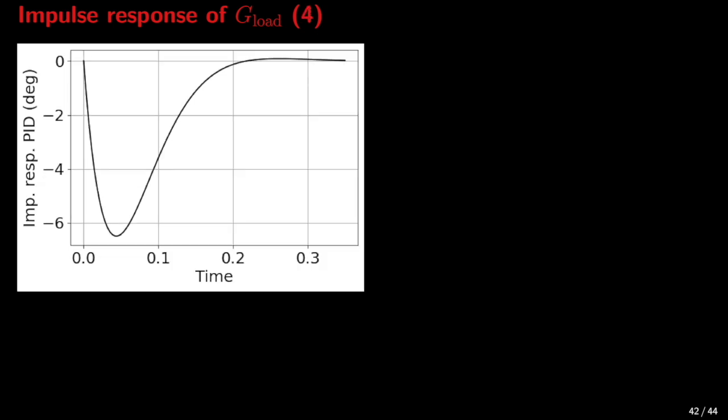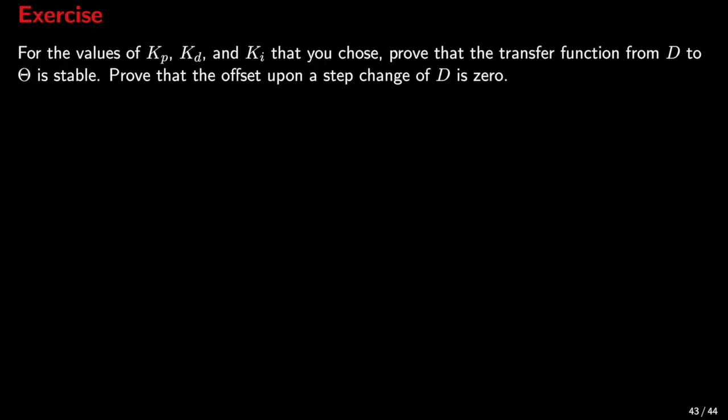If we keep playing with the parameters, we'll end up with something like this, which in my opinion looks a lot better. The maximum angle is about 6 degrees, and the rod returns to an approximate upright position within 0.3 seconds. It's neither too fast nor too slow. Having done this, we can now solve this exercise.